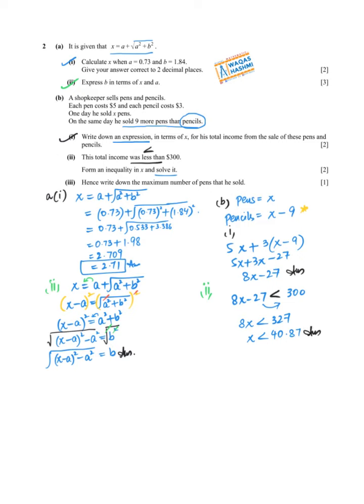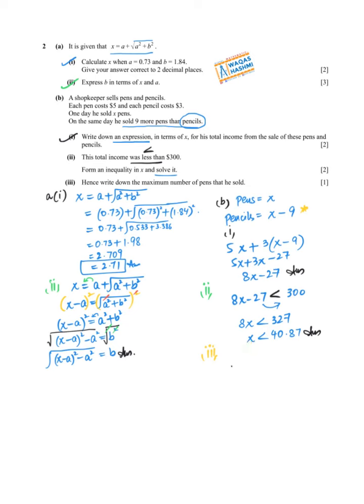After that, for the third part, it says write down the maximum number of pens that is sold. So you need to find out the maximum possible value of x. For that part, you need to read that statement one or two times. It says x is lesser than 40.87.